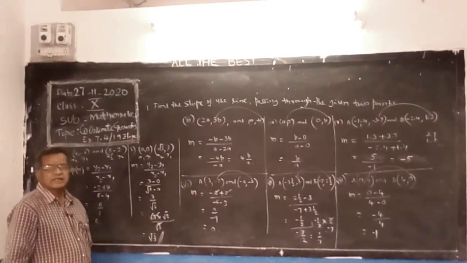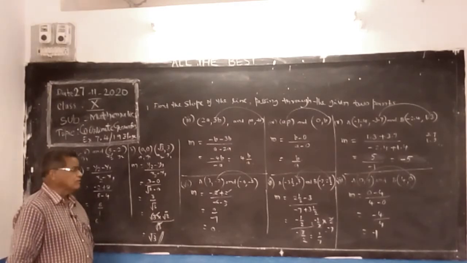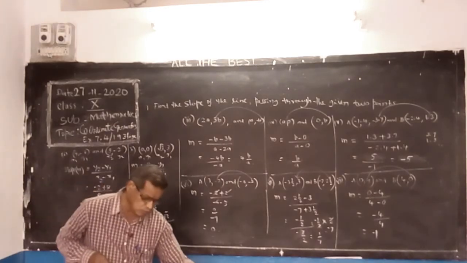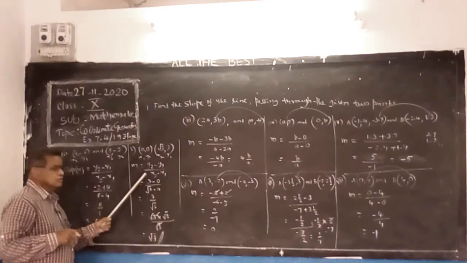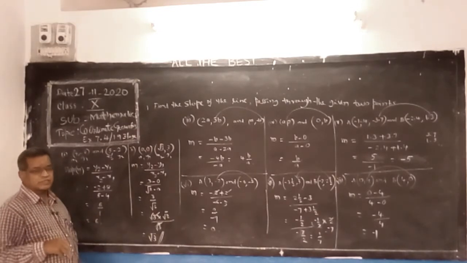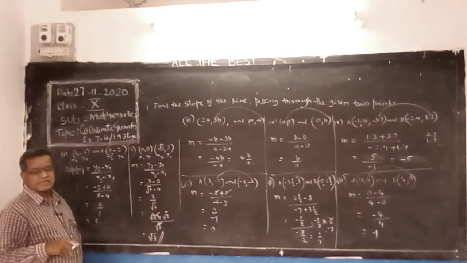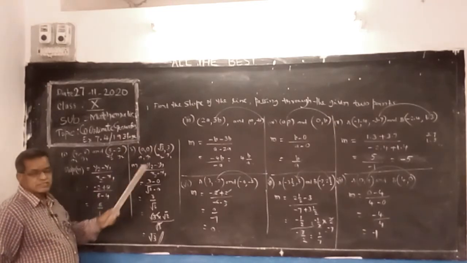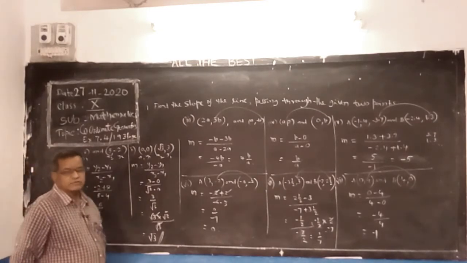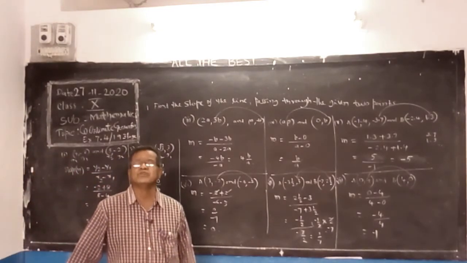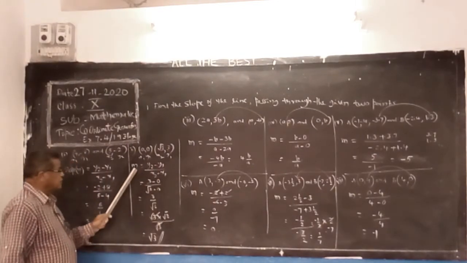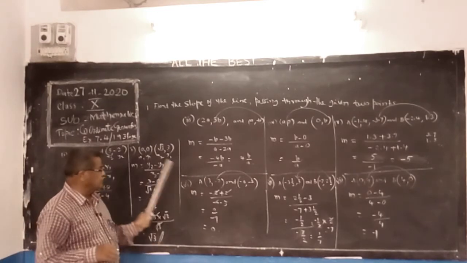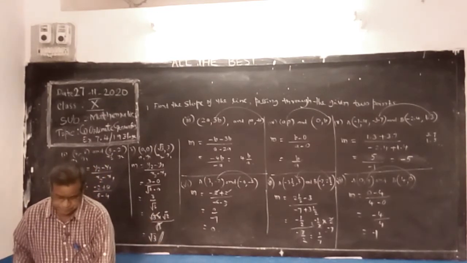Don't forget to write the formula first. Slope m is equal to y2 minus y1 by x2 minus x1. Sometimes by confusion children will write x2 minus x1 by y2 minus y1. That is not correct, because by the definition of tan theta, the opposite side belongs to the y coordinate. So y2 minus y1 by x2 minus x1. Don't confuse. One more question.